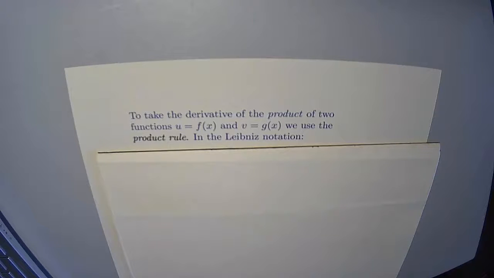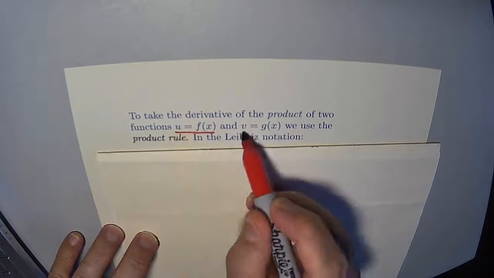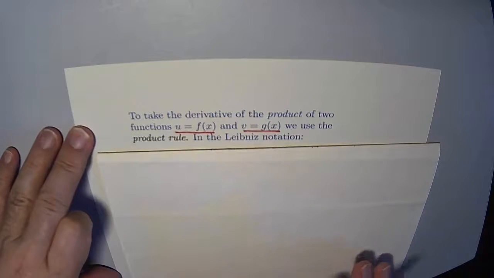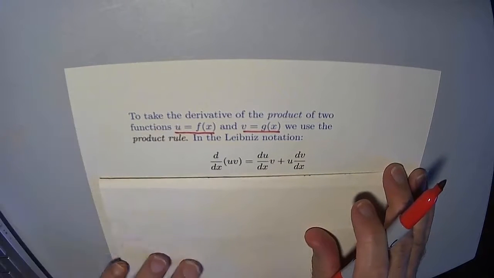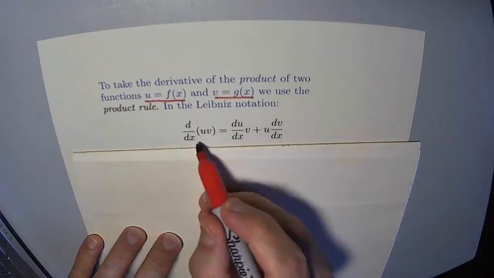In this video, we solve 6 problems using the product rule for derivatives. Before we get into that, let's have a quick brush up on the product rule itself. We have two functions, u and v, that are multiplied together, and we take the derivative according to this rule.